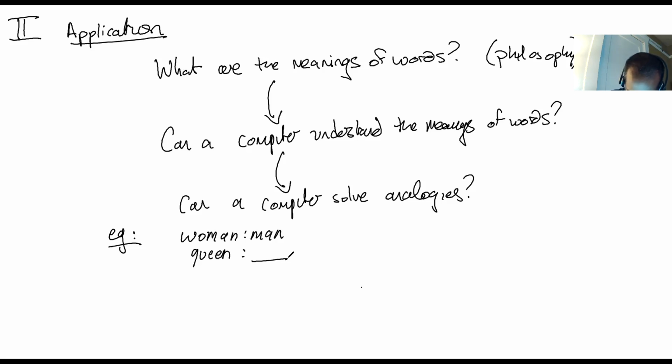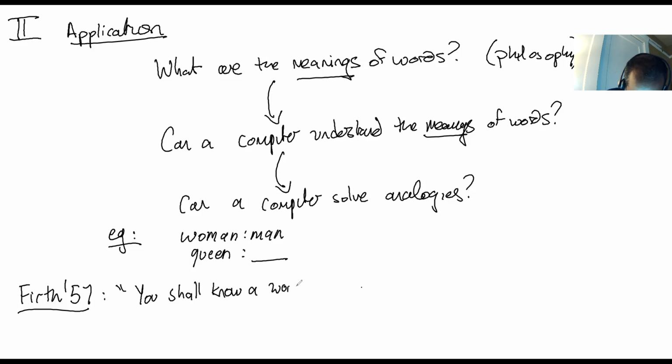And so how would you program a computer to, let's say, solve SAT questions? That's a valid thing to try to get it to do. And then you can even measure how well it does. So it seems that to solve an analogy, you need to understand the meanings of words. And so what are meanings? So here's an operational definition that was proposed by Firth, who I believe was a linguist in 1957. And what he said is that you shall know a word by the company it keeps.